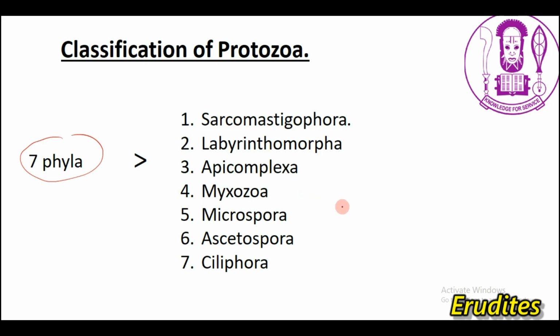Like I mentioned in the previous video, you can use the mnemonic SLAM MAC to remember the 7 phyla. S is for Sarcomastigophora, L is for Labyrinthomorpha, A is for Epicomplessa, M is for Myxozoa, the other M is for Microspora, A is for Acetospora, and C is for Ciliophora. So these are the 7 phyla under the subkingdom Protozoa.